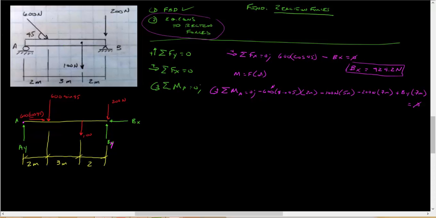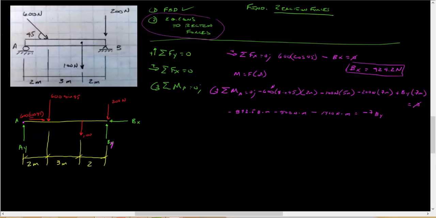So plugging this into your calculator, you will get negative 848.5 Newton meters, and that was negative, that's this piece here, minus 500 Newton meters, minus 1400 Newton meters, equals, now if I take this over to the other side, it would be negative 7 By.